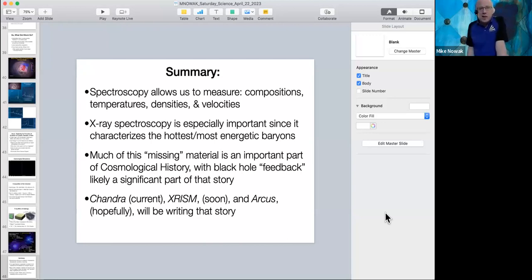Let's see, Ann Miller has a question: what will we do with knowing what we are made of? How can we best use that knowledge? Wow, it's always a philosophical question. It's kind of good to know.